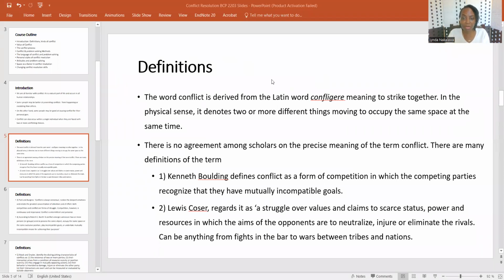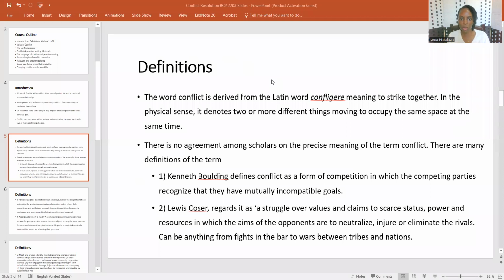Anyway, you'll find that there is no agreement among scholars on the precise meaning of the term conflict. That's why we are going to look at several different definitions of the term conflict.